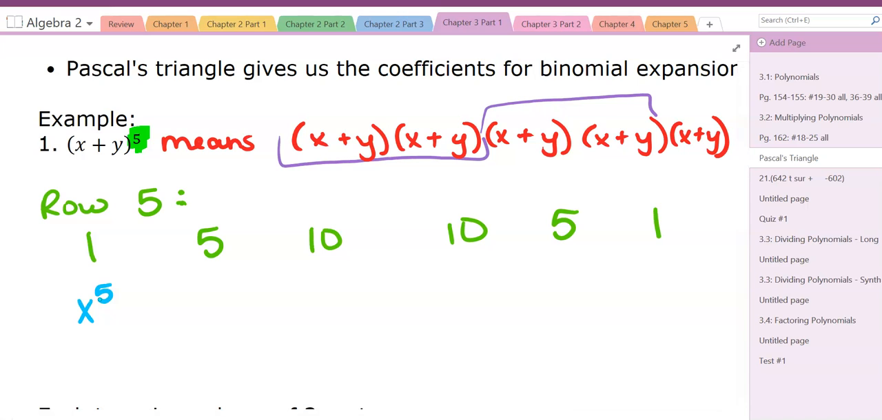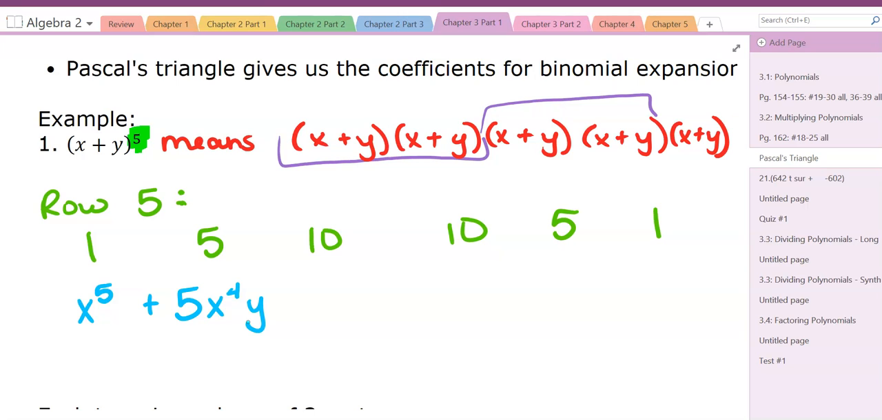Now for the second term, 5 is my coefficient, so I'm going to do plus 5. And this is where your letters start to change a little bit. So instead of having x to the 5th again, we actually go down 1 on the x, so it goes x to the 4th. And now we're going to start seeing our y's show up. And so this first one is just going to have a y. No exponent with that.